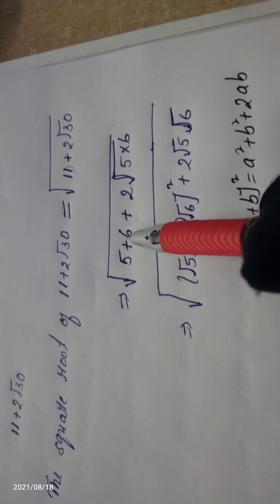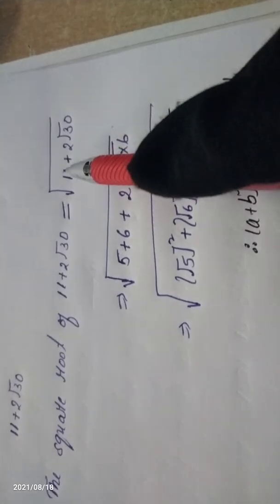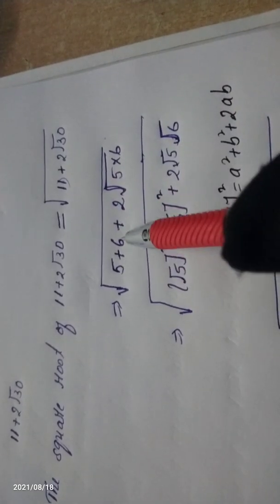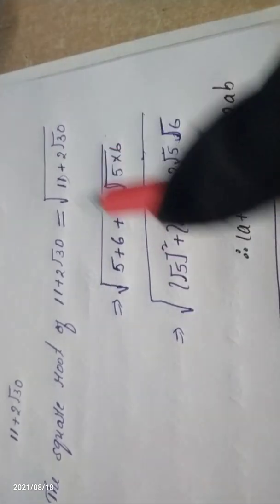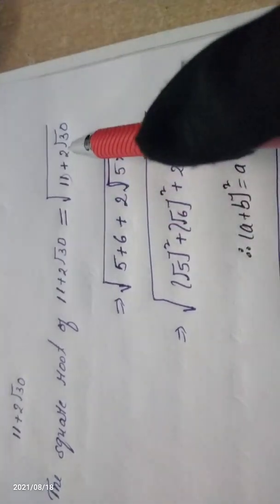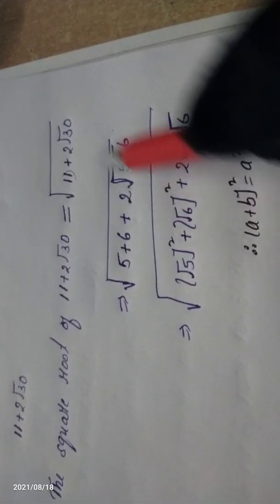Let's see. 11 is there. 11 can be written as 5 plus 6, because 5 plus 6 again gives 11. We have to split in reverse now. When we add these two numbers we get 11. Plus is there. 2 I am writing as it is.